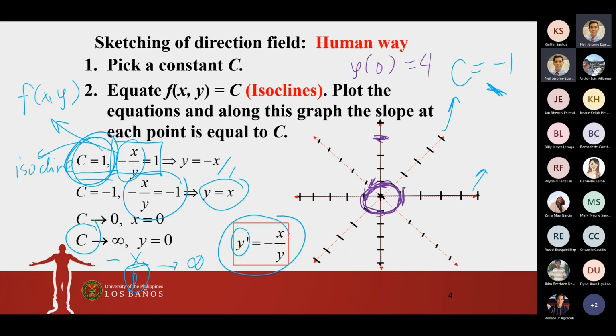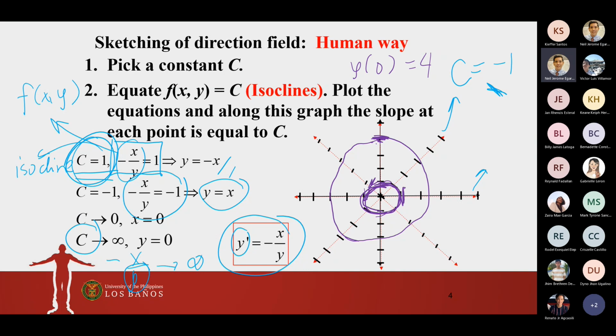Ibig sabihin, yung solution mo dapat dadaan dito, pero ito yung tangent line, or that's a representation of the tangent line at 4, 0. So, ibig sabihin, susundan ko lang yan. Yan dapat yung slope. Tapos dadaan siya dyan. Basically, circle pa rin siya. Pangit lang yung drawing, pero dapat circle siya. Alright? Do you guys get the idea? Maganda yung idea, pero mahirap siyang gawin the human way.